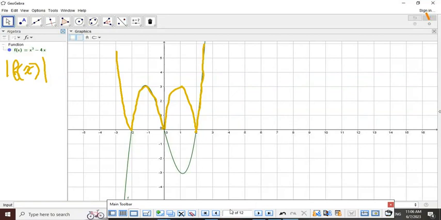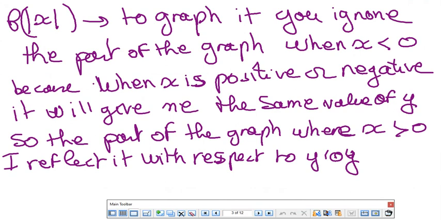Now, if I want to move to draw f of absolute value of x, to graph it, you ignore what I wrote here. You ignore the part of the graph where x is negative. Guys, x cannot be negative all the time, x is going to be positive. For the part where x is negative, when I put the absolute value, the answer is going to change. It's going to be a positive answer. So where x is negative, it will not give me a value of y as it is in the graph. For x negative or x positive, both will give me the same answer for y.